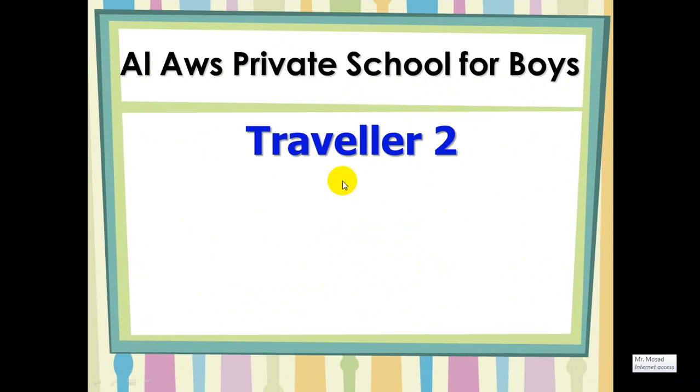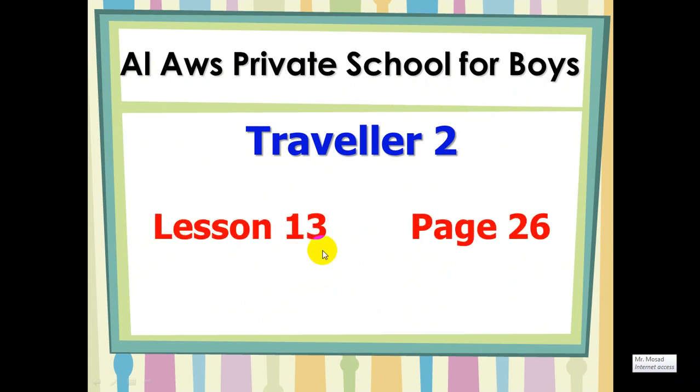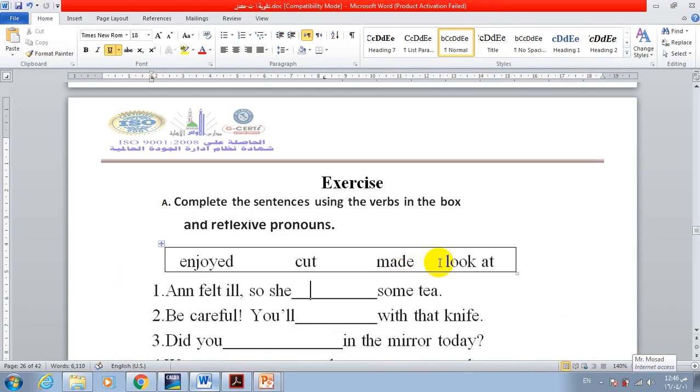Our lesson today is for Traveler 2, lesson 13, page 26, exercises. Now let's go to your notes on this page. Please, my dear students, open your notes on page 26 and follow me. Okay. Exercise A. Complete the sentences using the verbs in the box and the reflexive pronouns.